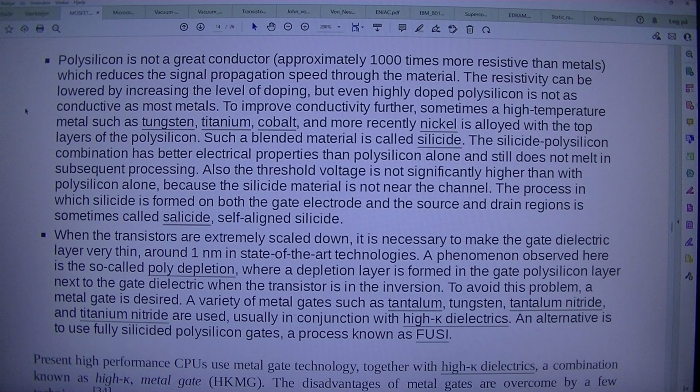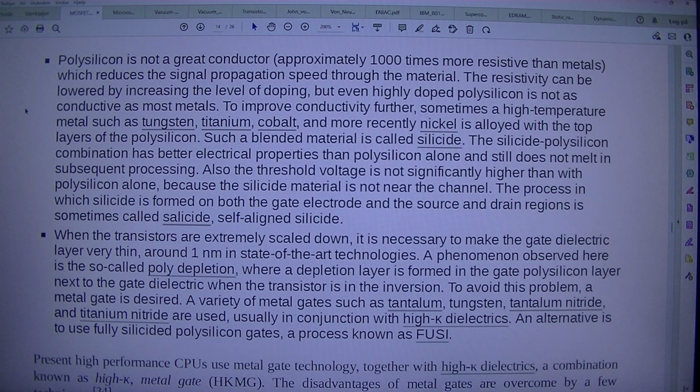The silicide-polysilicon combination has better electrical properties than polysilicon alone and still does not melt in subsequent processing. Also, the threshold voltage is not significantly higher than with polysilicon alone, because the silicide material is not near the channel. The process in which silicide is formed on both the gate electrode and the source and drain regions is sometimes called salicide, self-aligned silicide.